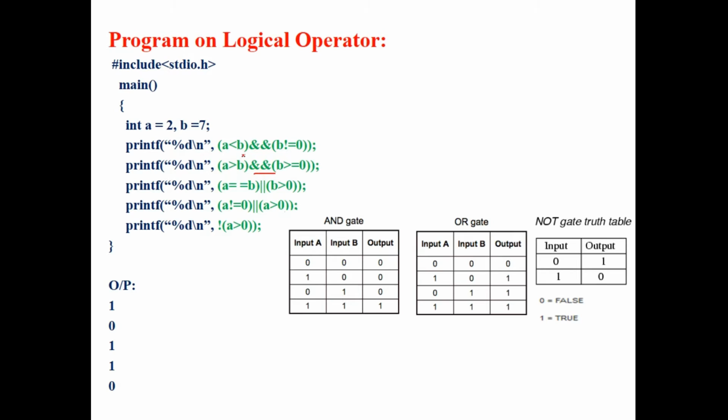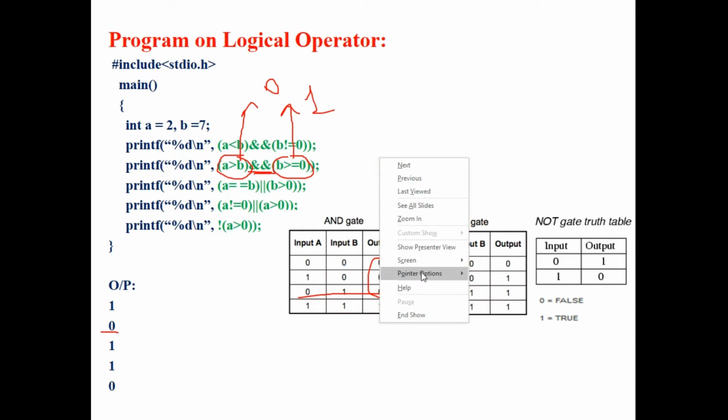The next is logical AND on another condition. A is greater than b and b is greater than or equal to 0. A is greater than b, this is false, so it will give the logical value 0. B is greater than or equal to 0, yes, it is 1, but logical AND will give the result 1, true, only when all your inputs are true or 1. Here both are not true, so I will get the output as 0 for all other values. So here you will get the output as 0.